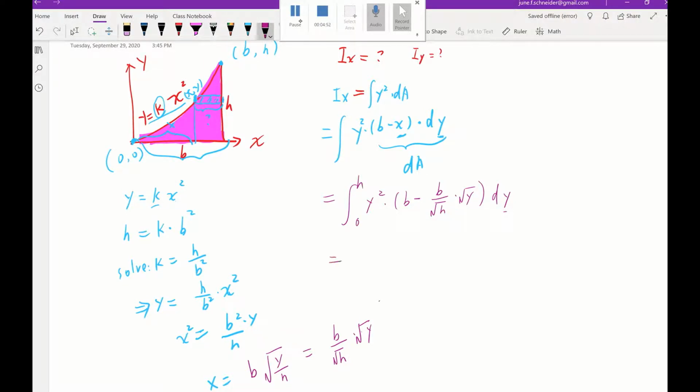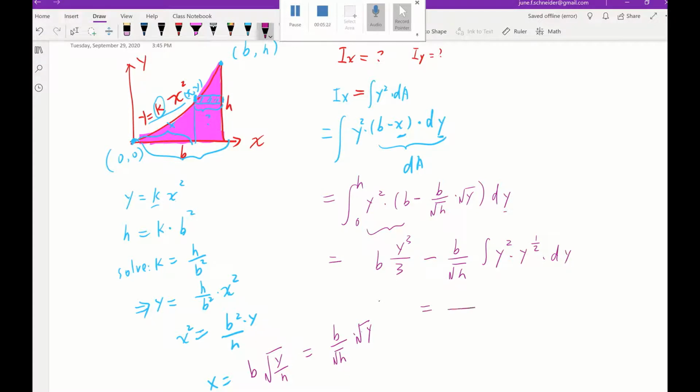Now, let's go ahead and look at the first term. That would be b, taking it out of the integral, times y squared, which would be y cubed over 3 after integration. Now let's look at the second term. You have b over the square root of h. Again, that's a constant, taking it out. And inside, what do we have? We have y squared, and we also have the square root of y, so it's y to the power of 1 over 2, then dy.